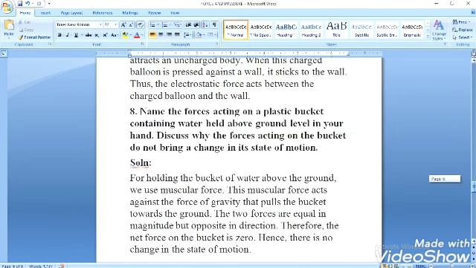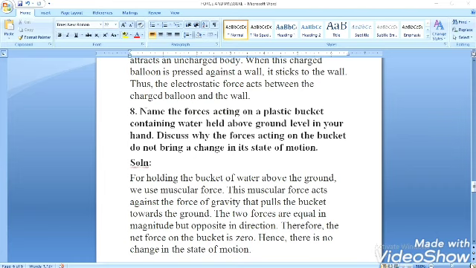Next one, eighth one. Name the forces acting on a plastic bucket containing water held above ground level in your hand. Discuss why the forces acting on the bucket do not bring a change in its state of motion.